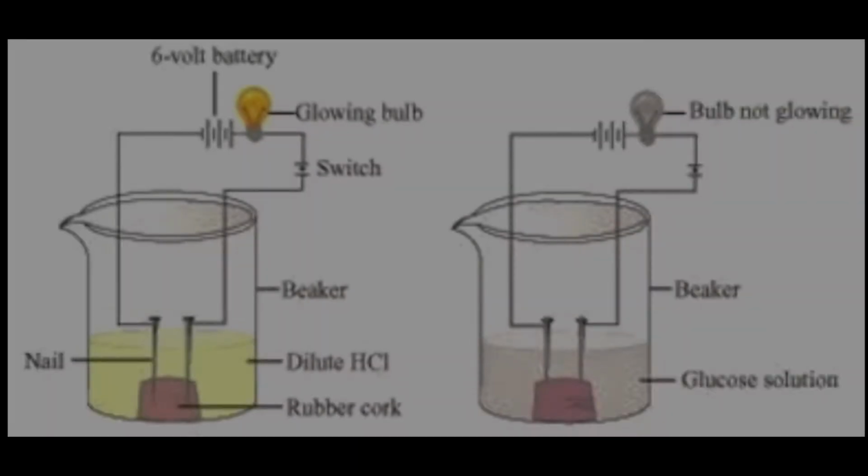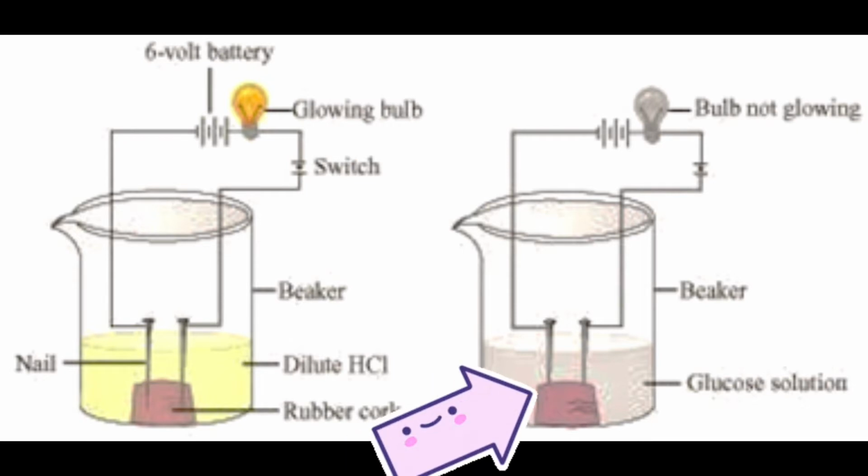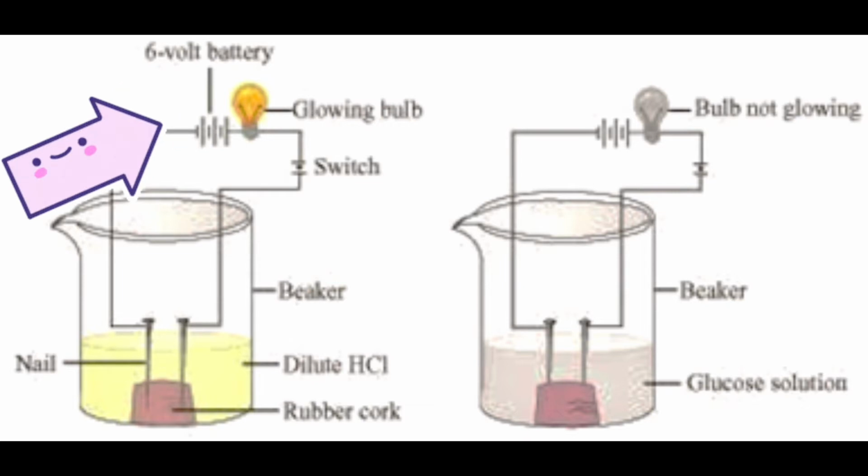This can be shown by the following experiment. Take 2 beakers and fix 2 iron nails on a rubber cork and place the cork in each beaker. Now connect the nails to a 6-volt battery through a switch and bulb in both beakers. Now pour dilute hydrochloric acid in beaker A and glucose solution in water in beaker B.